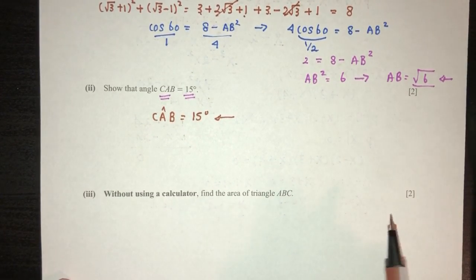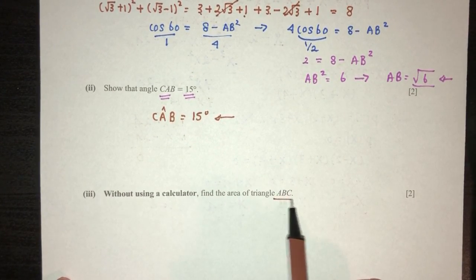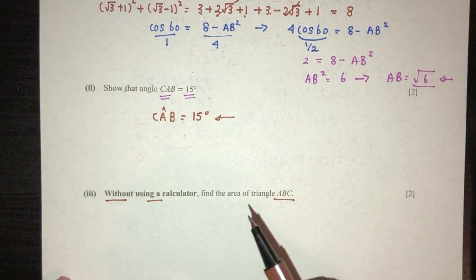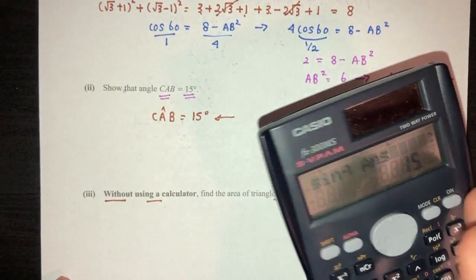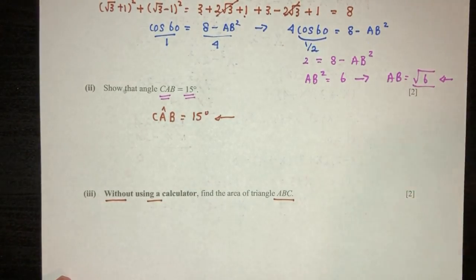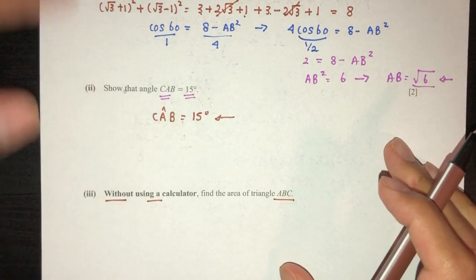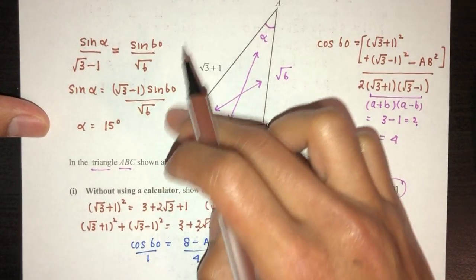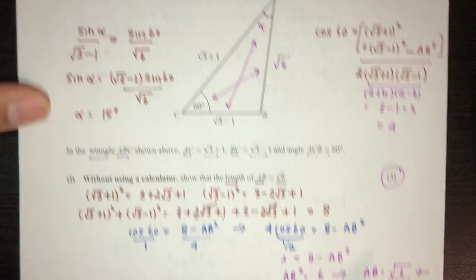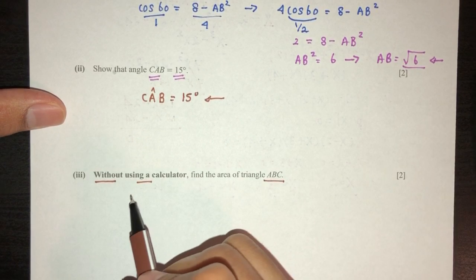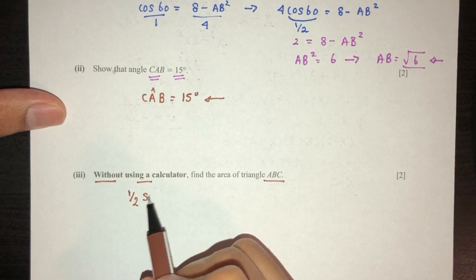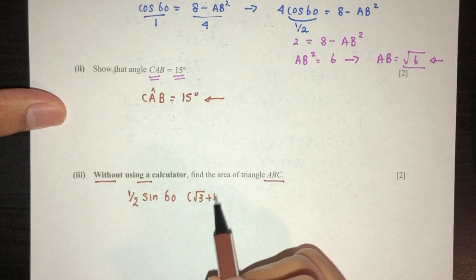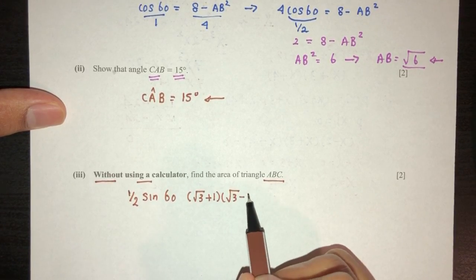Now let's do part 3. Without using a calculator, find the area of this triangle. When they say without using a calculator, it just means you have to show your steps. But if you want to check your values, you can always use a calculator, but you have to show your steps. Not a big deal. Now find the area of triangle ABC. We know this side. We know this side. We can use the formula. So area will be half sine of the angle 60 times the two sides, root 3 plus 1 and root 3 minus 1.